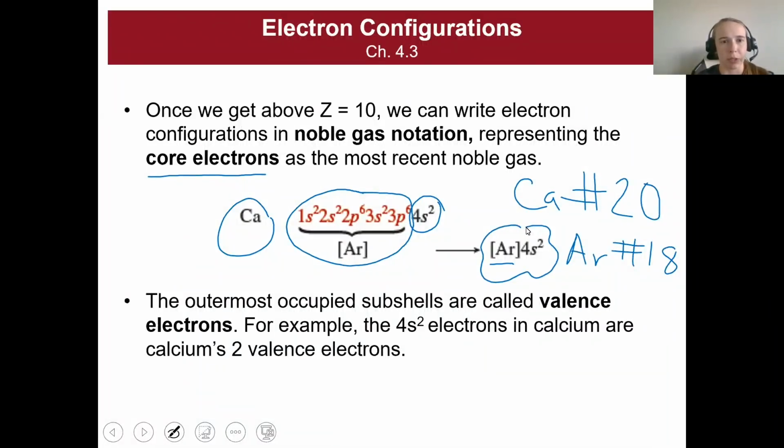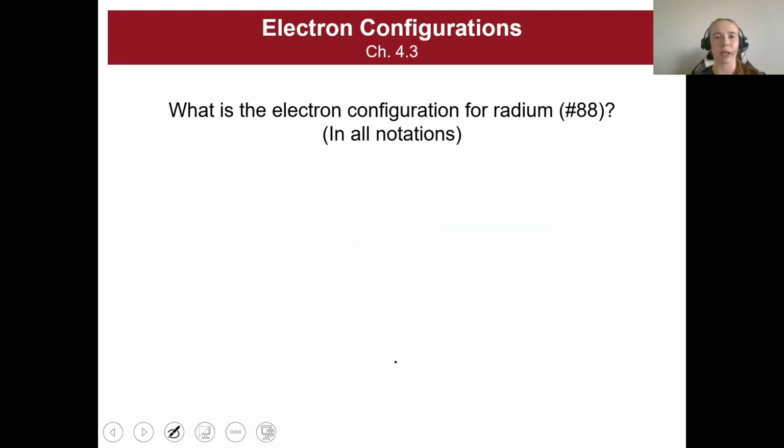And let's talk about this notation a little bit more. Argon is the noble gas core, and the outermost occupied subshells are called valence electrons. So the 4s2 electrons for calcium are calcium's 2 valence electrons. Calcium has 2 valence electrons. And those are going to be very important for us in the next chapter and the following chapters when we start talking about bonding in our elements.